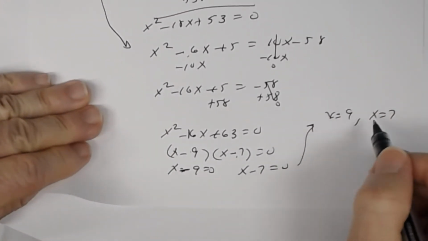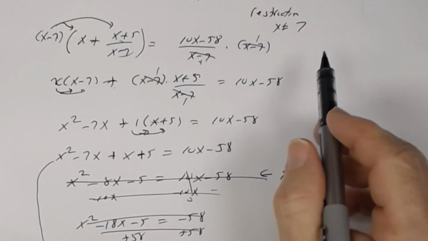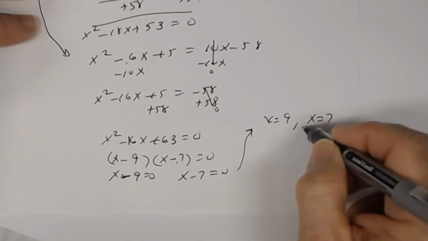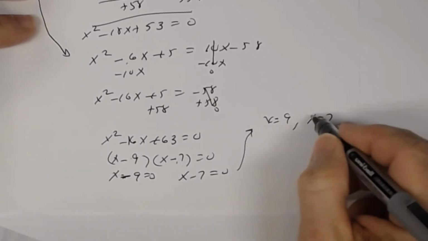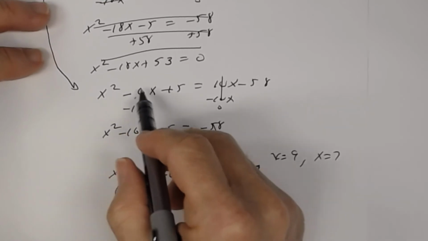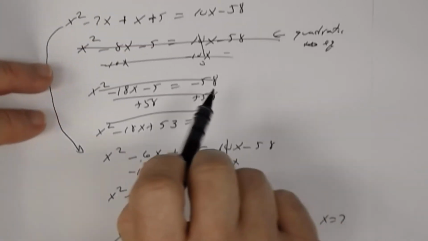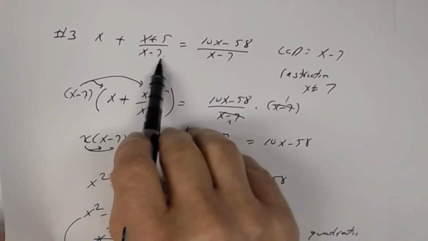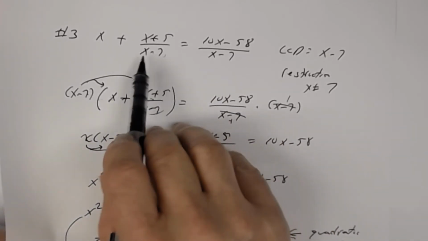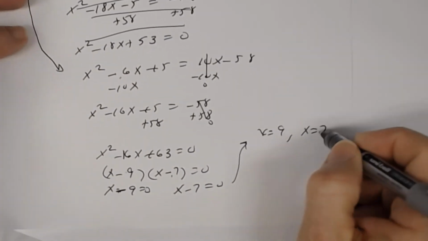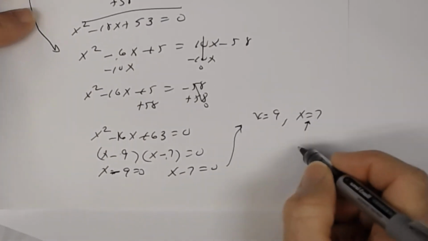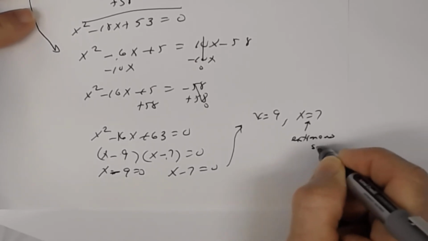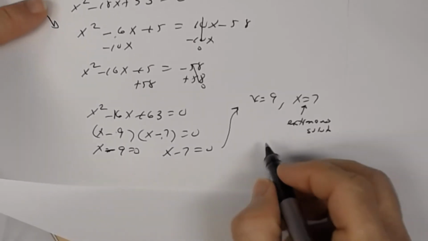But remember, you gotta look at your restriction. My restriction is 7. So that means that this is not a solution. It's a solution to this quadratic, okay? But it's not a solution to the rational equation because it makes my denominator 0. See, 7 minus 7 is 0. So this right here, that is your extraneous solution. So you're not going to use it at all. Extraneous solution.